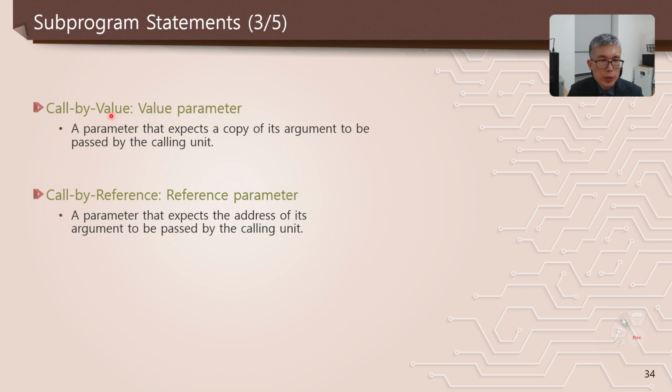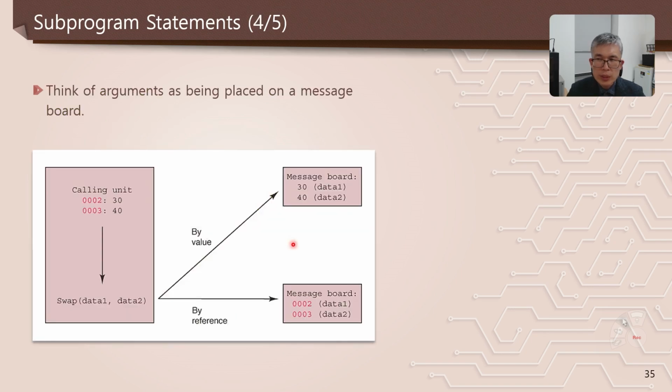So we have two call methods. One is call by value, the other is call by reference. In the call by value case, a value parameter is used. This is a parameter that expects a copy of its argument to be passed by the calling unit. On the other hand, a reference parameter is a parameter that expects the address of its argument to be passed by the calling unit. So let's take a look at an example here.